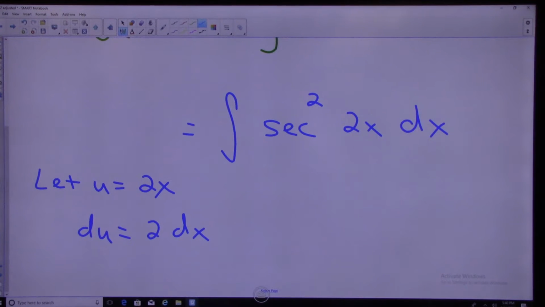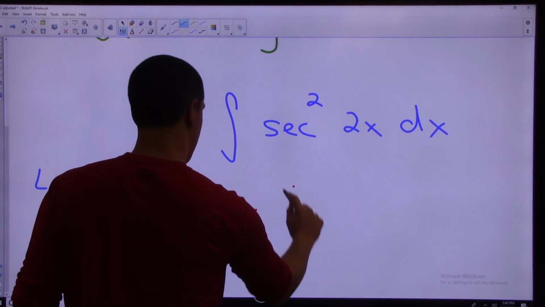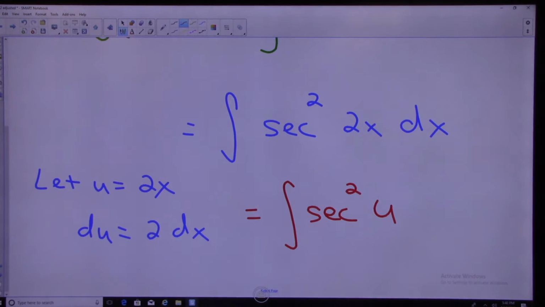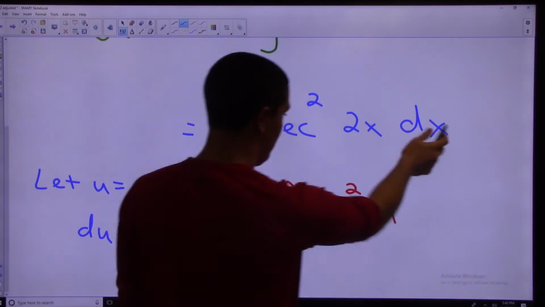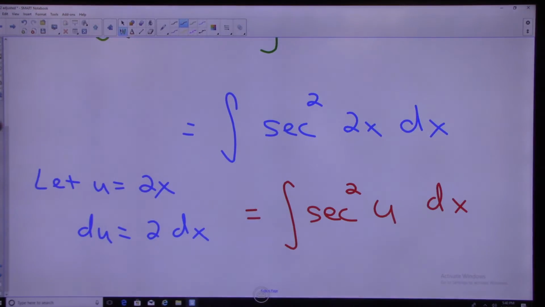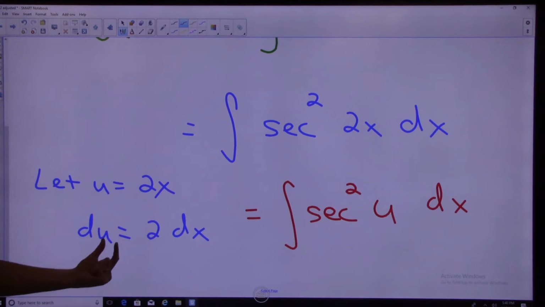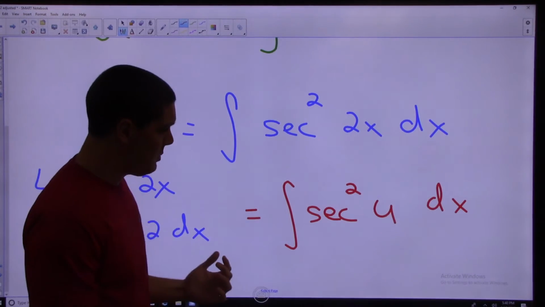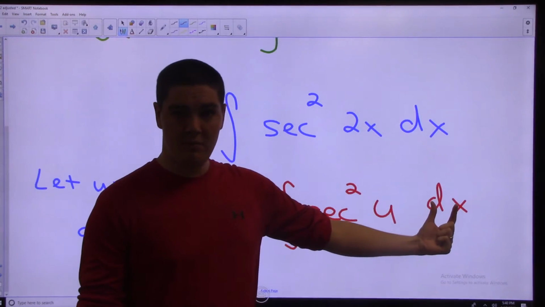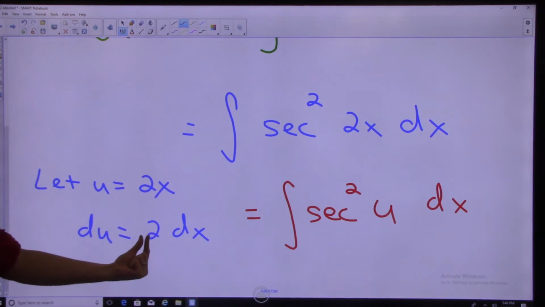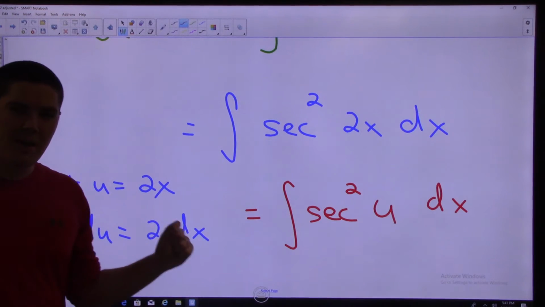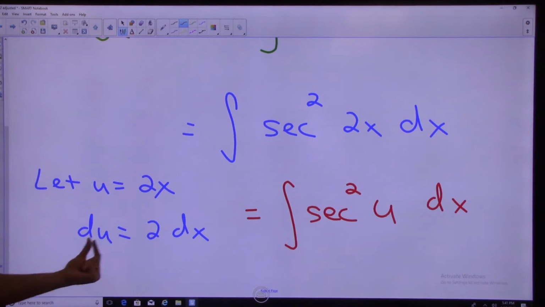Okay, so I'm going to replace this. Let me do this in red. This is going to be the integral of secant squared of u, and we still have this dx, don't we? Hopefully you can see what we need to do here, just like we've done in previous examples. We want to make this look like du. Well, I think I misspoke. It's 2 dx. du is 2 dx.